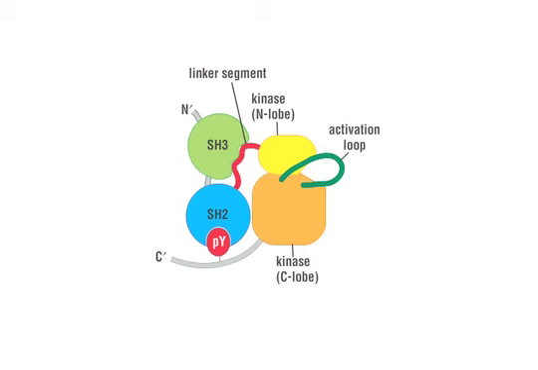Several other intramolecular interactions hold the Src kinase in an inactive configuration. The SH2 domain, in blue, binds a phosphotyrosine at residue position 527. The SH3 domain, in light green, binds the linker segment.